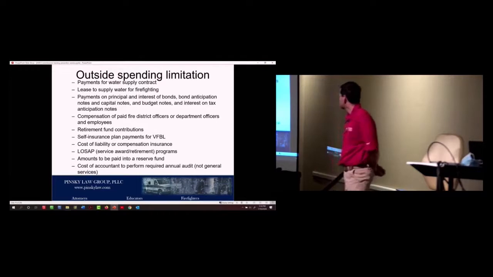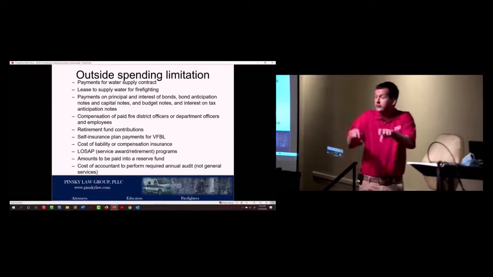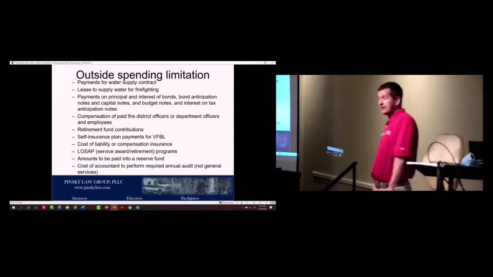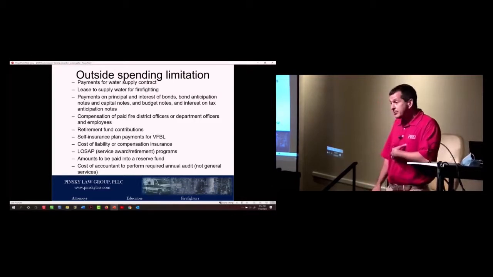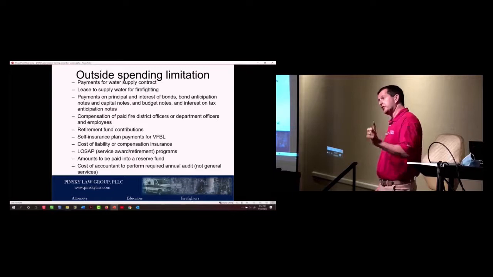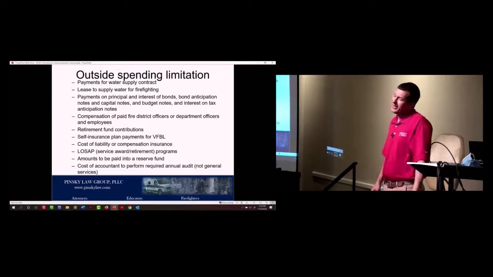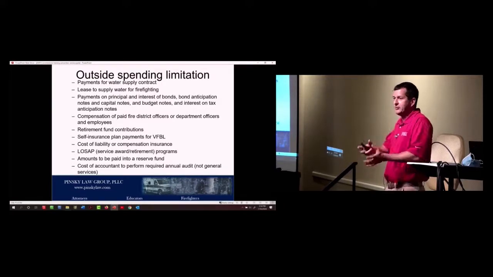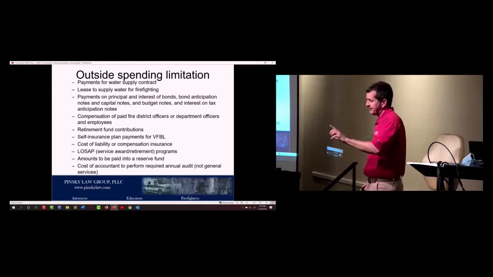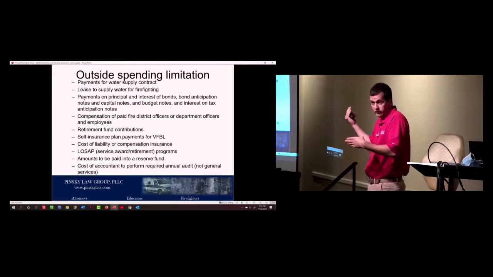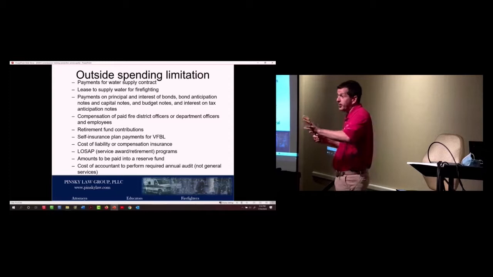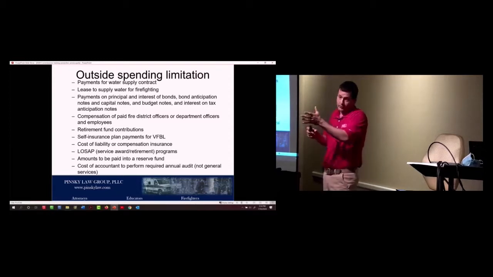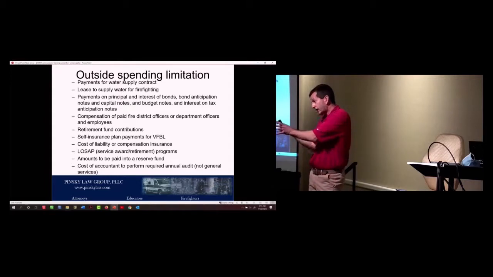So liability insurance, LOSAP programs, amounts paid into a reserve fund. Monies you are going to put into a reserve fund are outside the spending limit. I believe you should not put your money into the reserve until the end of the year. The comptroller might take a different view, saying, look, that's what you budgeted. But the reason is you may have run out of money and you may not have it to put in. But here's the thing. If you're up against the statutory spending limit, that money has to go into the reserve fund, because if you moved it, let's assume your limit's $101,000. And you have $10,000 that you were going to put into reserve.